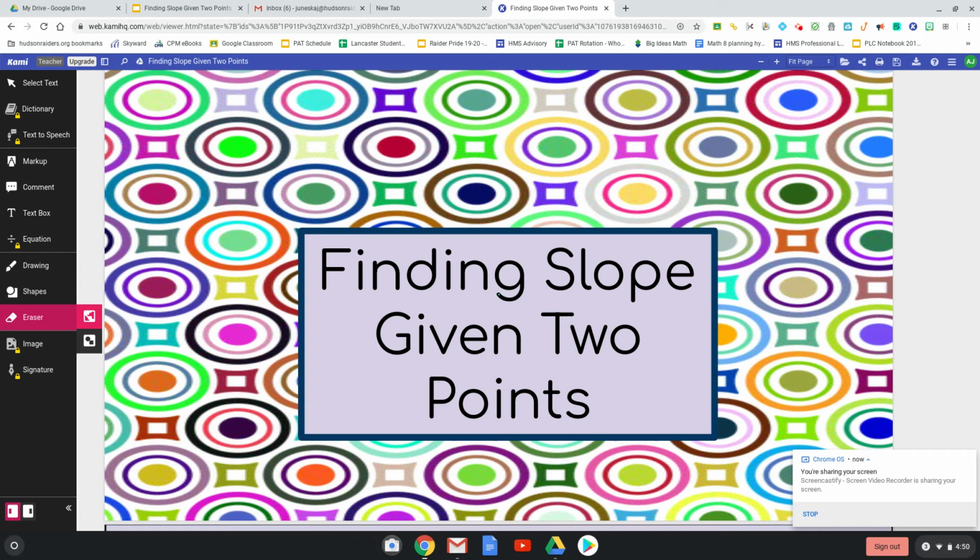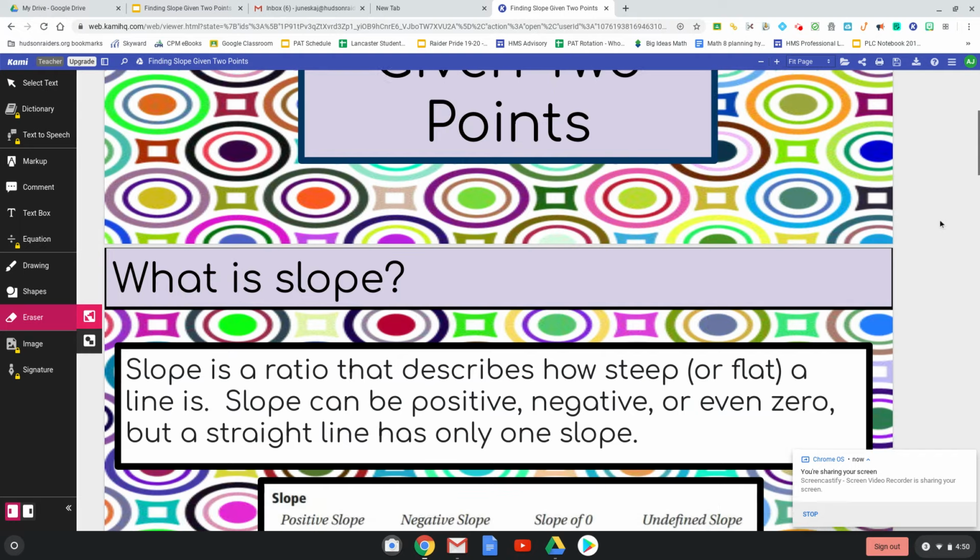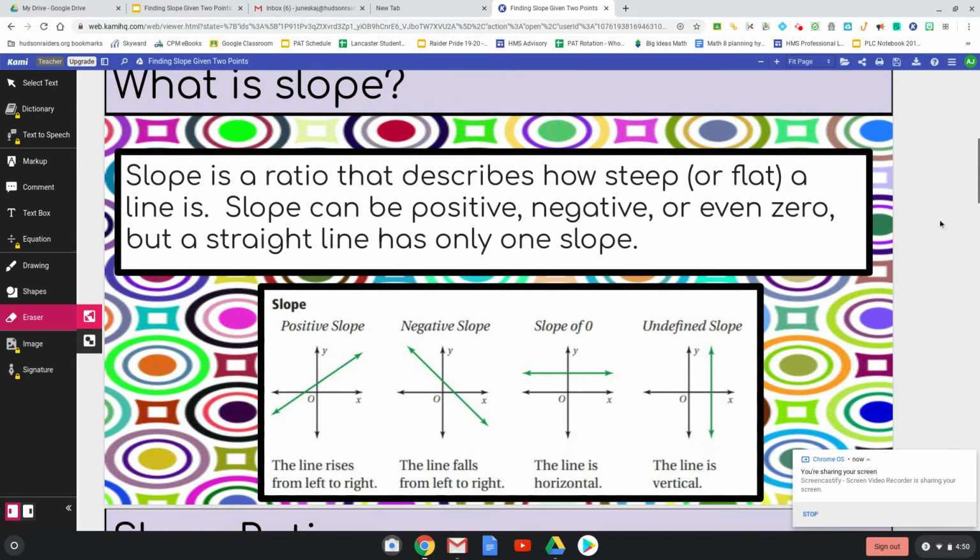Greetings. This video is on how to find slope if you're given 2 points or 2 ordered pairs on a line. Let's remind ourselves what slope is.